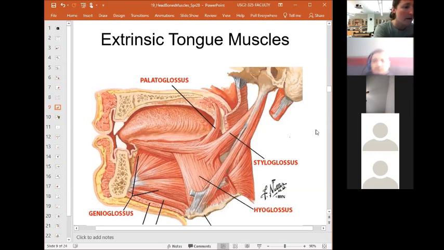All right, so filling the majority of your mandible is this muscle called the genioglossus. This helps you to depress your tongue, so to pull it down away from the roof of your mouth, and to protract your tongue. So if you're going to stick your tongue out, you are using your genioglossus to essentially stick your tongue out. Okay.